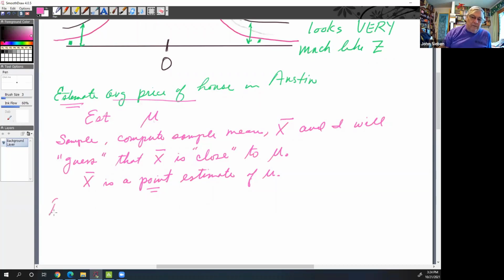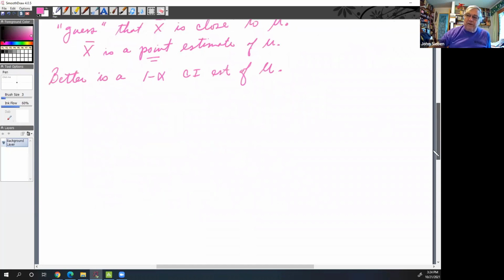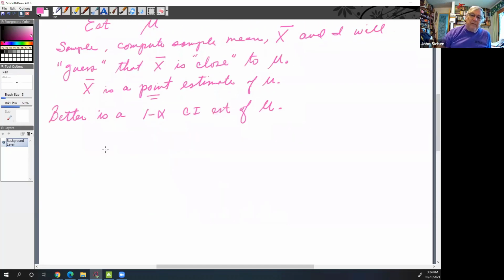Well, better is a 1 minus alpha confidence interval estimate of mu. Boy, this language seems very similar to what we did for proportions. And of course, that's not an accident. It is very similar. It's a very similar process. So we want a 1 minus alpha confidence interval estimate of mu.